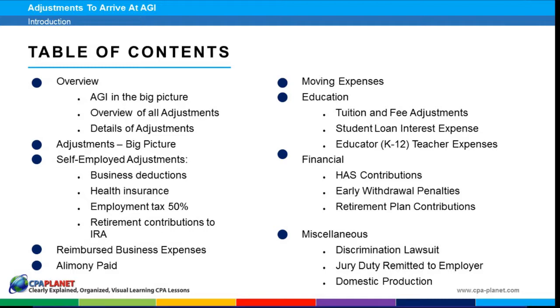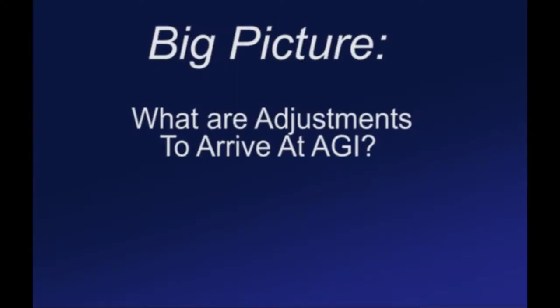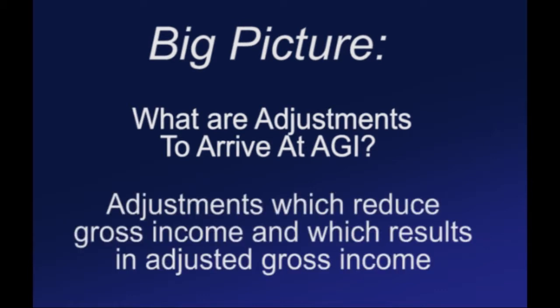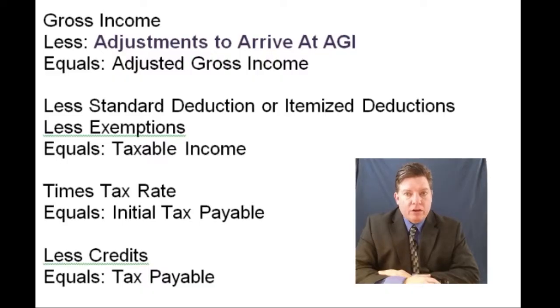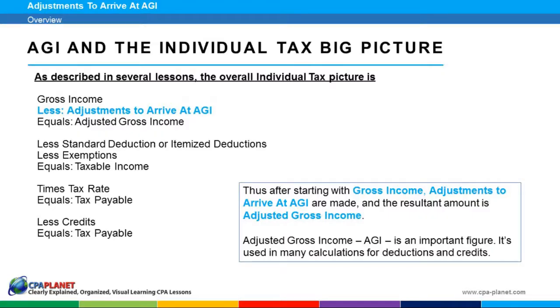So first of all, what are adjustments to arrive at AGI? They are adjustments which reduce gross income, resulting in adjusted gross income. Where do adjustments to arrive at AGI fit into the individual tax big picture? As described in several lessons, the overall individual tax big picture is start with gross income, less adjustments to arrive at AGI, that's what we're studying right now, equals adjusted gross income.